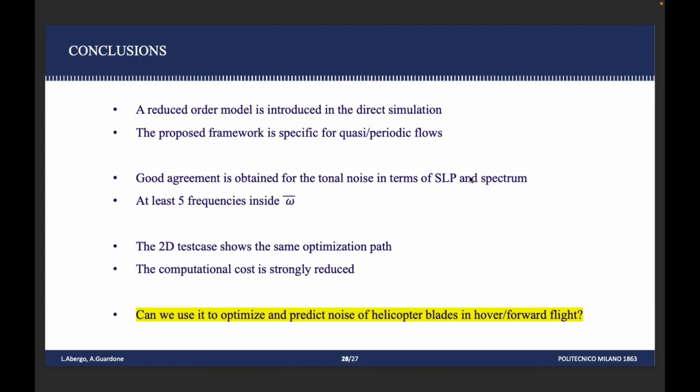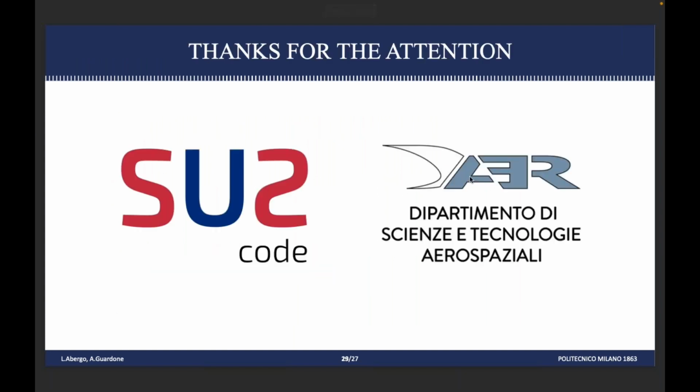And we showed that for the 2P test case, it obtained the same path of optimization, and the computational cost is strongly reduced. I still have this open question if this is possible also for helicopter blades. I have some preliminary results about the Car2 test case in Dover, but I'm having big difficulties making it converge for forward flight. So, thank you for the attention.